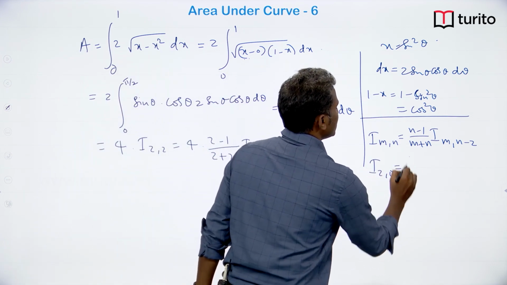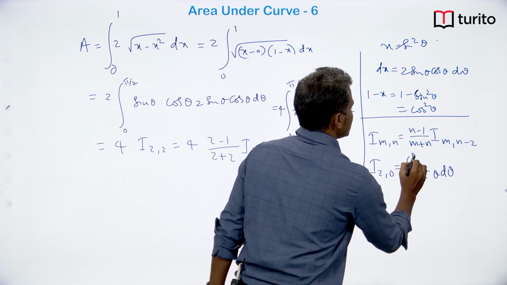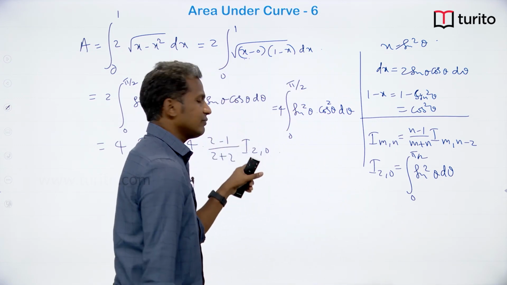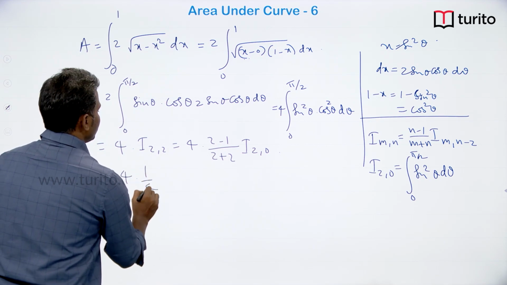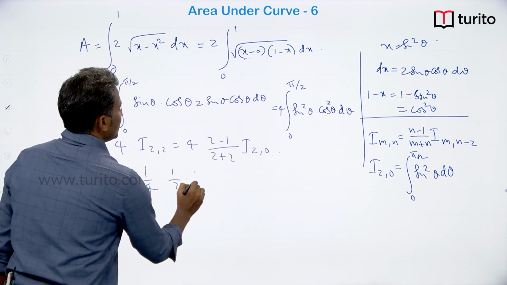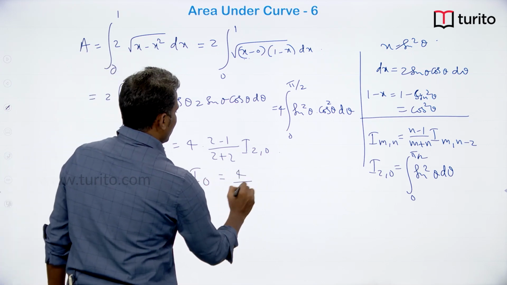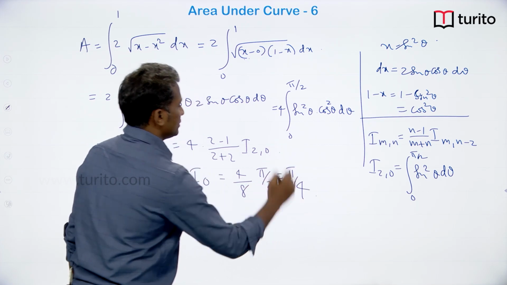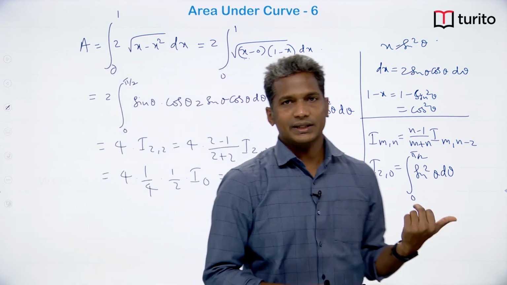I 2 comma 0 is integral of sin square theta d theta going from 0 to pi by 2. And you know how to handle these integrals. Again we can use the reduction forms. So it becomes 4 into 1 by 4 into 1 by 2 into I naught, which is same as pi by 2. So 4 by 8 into pi by 2, which will give me pi by 4 as the required value. Okay. So this way we can perform the integration.